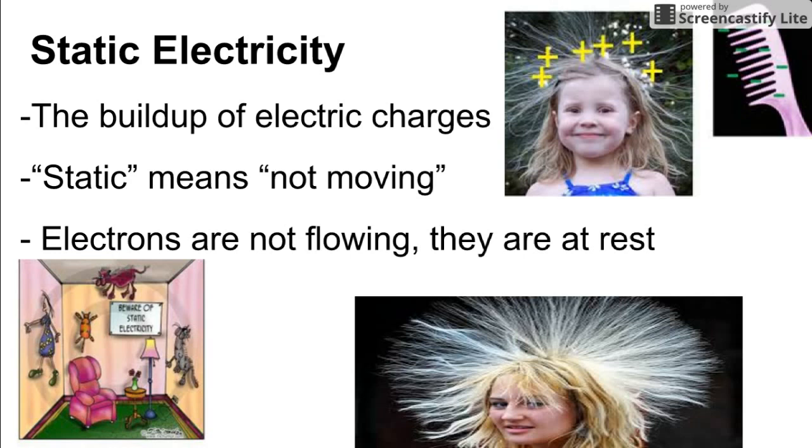This happens to everybody. It also can make your hair stand up when your hair gets positively charged because you've pulled off the electrons with, say, the balloon we rubbed on our head yesterday, or even a comb can do this. Now, it's called static electricity because static means it's not moving. Those electrons are building up, but they're not moving. Now, they will move when you have a static discharge. We'll talk about that in just a second.